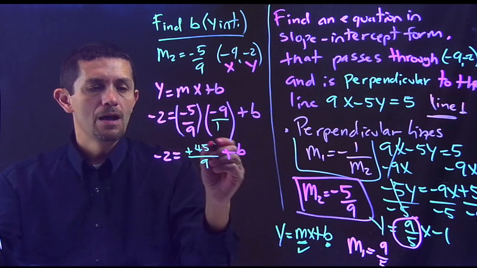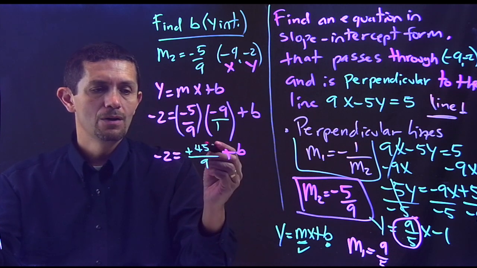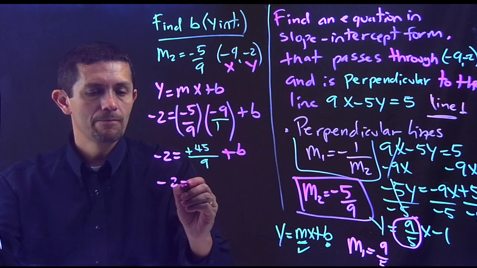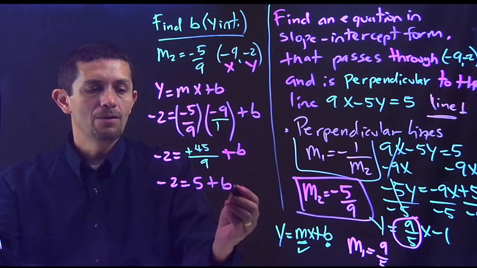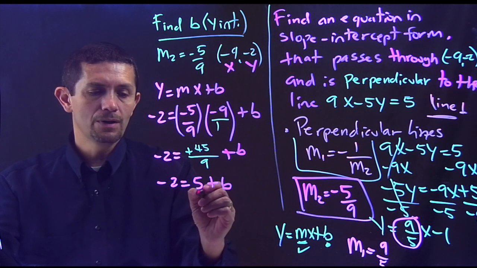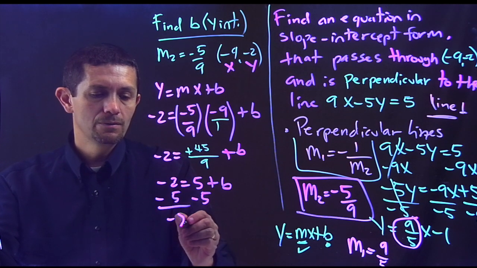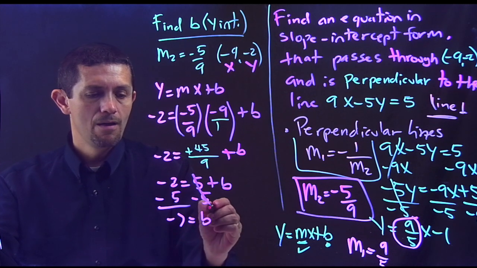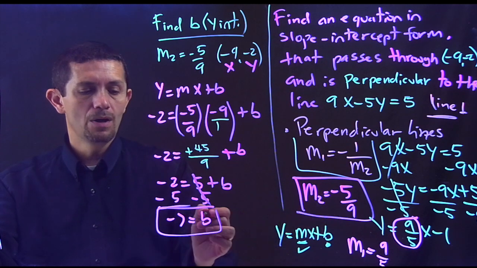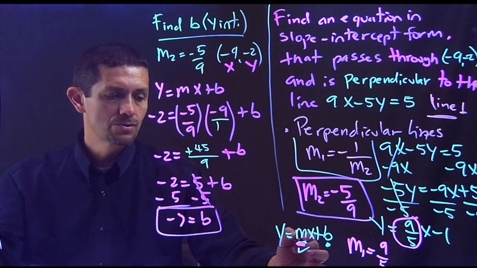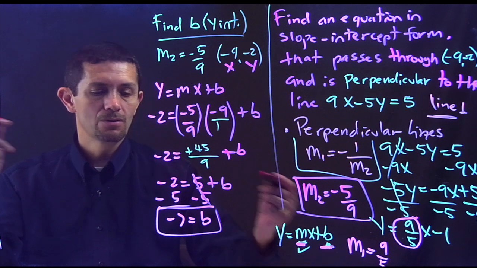Okay, almost there. I don't want to deal with fractions, so I want to see if I can simplify. 45 divided by 9 is equal to 5, plus b. Now let's leave the b by itself, meaning I have to cancel the 5. Minus 5 on both sides, and now I have -2 minus 5, which is -7. The 5's cancel. Excellent, now I have b. So from the previous step I have the slope, and now I have the y-intercept. The only thing left is to replace the values, and that's the end.